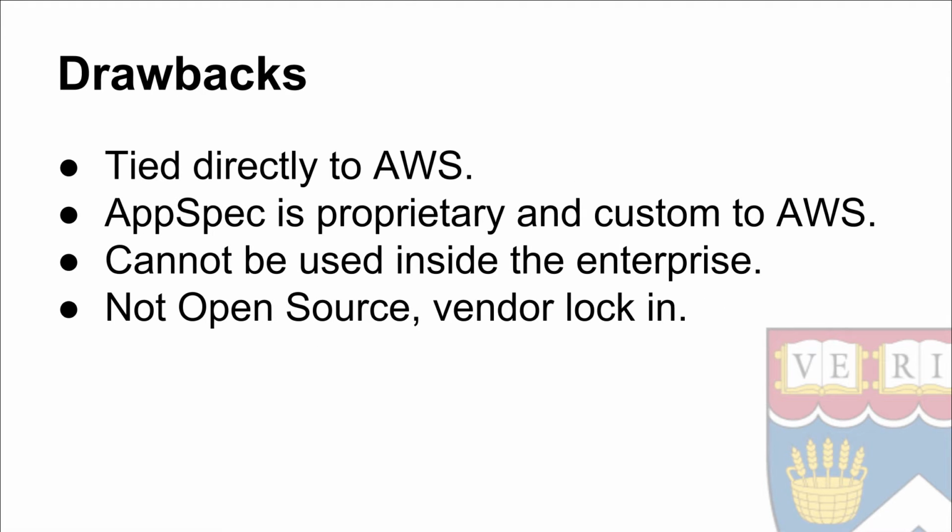What are some of the drawbacks? Well, one, it's a deployment system that's tied directly to AWS. The application specification called AppSpec by Amazon is proprietary and very custom to AWS, which means it's not very compatible with other kinds of automation like Puppet and Chef, and you cannot use it inside your enterprise. You can only use it inside of Amazon's cloud infrastructure, so there's no taking it to Microsoft Azure or Google Cloud or any of that kind of stuff.